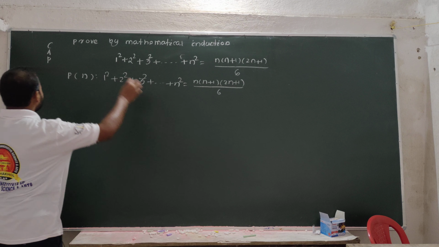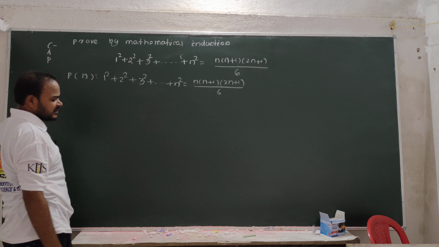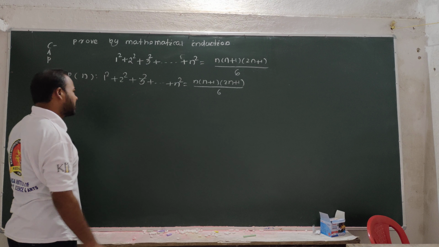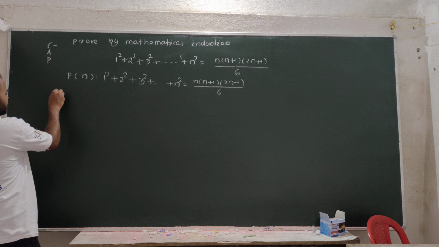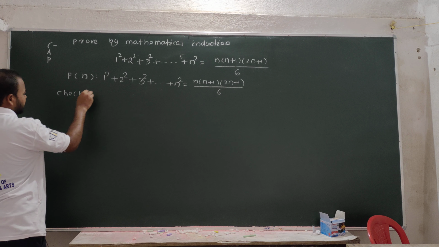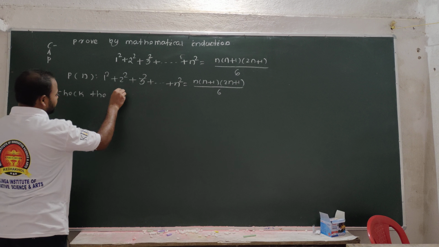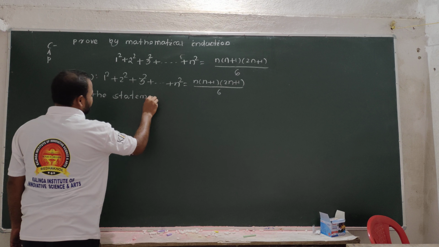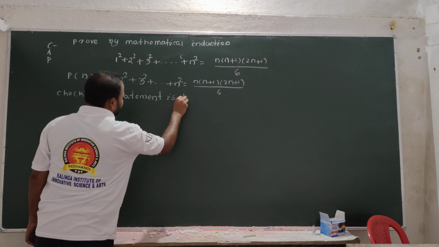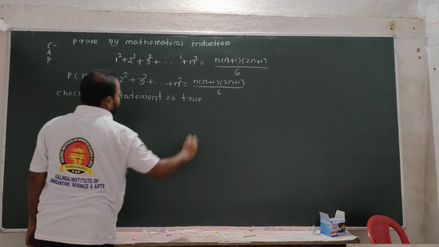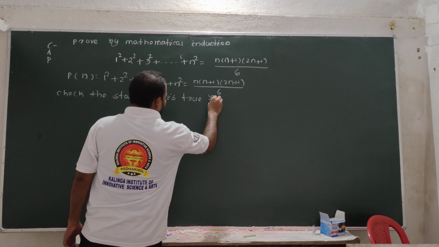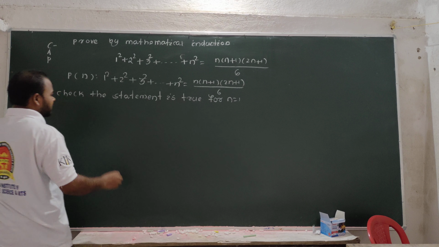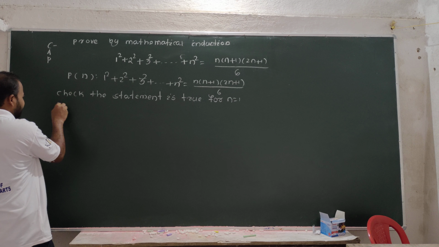Now the first step is to check that the statement is true for n equal to 1. This is the first step. Now for n equal to 1, this is the LHS.